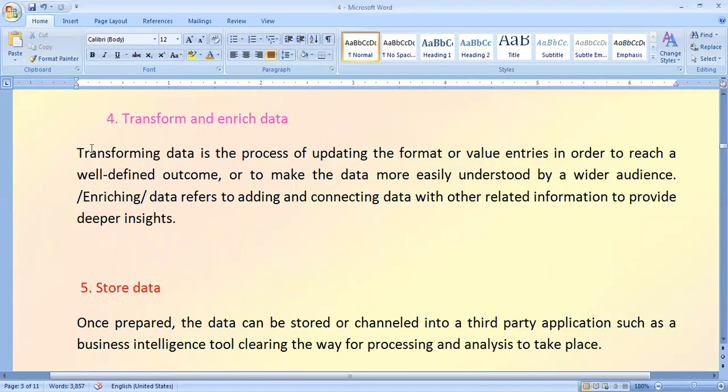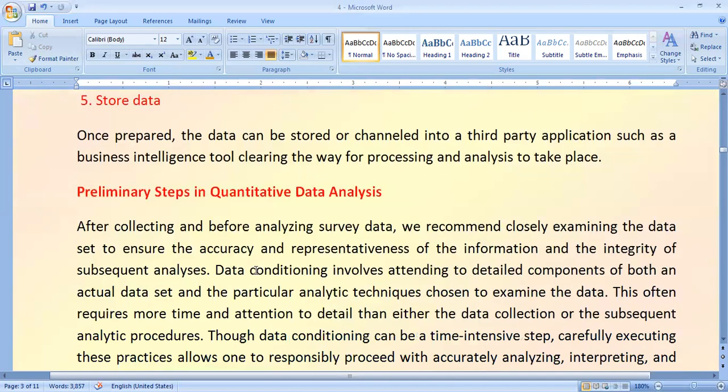Transform and enrich data. Transforming data is the process of updating the format or value entries in order to reach a well-defined outcome or to make the data more easily understood by a wider audience. Enriching data refers to connecting the data with other related information to provide deeper insights. Store data. Once prepared, the data can be stored or channelized into a third party application such as a business intelligence tool, clearing the way for processing and analyzing to take place.